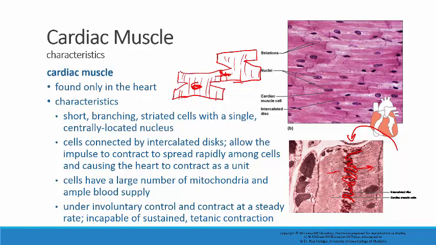They contract at a very steady rate, and they are incapable of producing sustained tetanic contractions, which is good. We want them to have to relax, because it's during relaxation that the heart can refill with blood so that the next contraction can squeeze the blood on out. If they were capable of tetanic contractions, then the heart could seize up and no blood could be allowed in, and that would be that. The person would pass on.